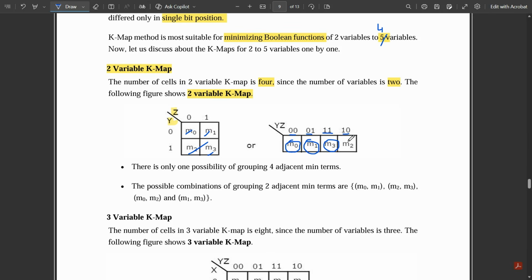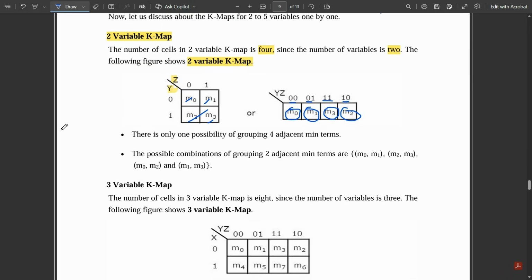Then we have 1 0, that is m2. Okay, so in this way the 2 variable K-map is represented. There is only one possibility of grouping 4 adjacent minterms. The possible combinations of grouping 2 adjacent minterms are m0, m1, m2, m3; m0, m2, m1, m3.